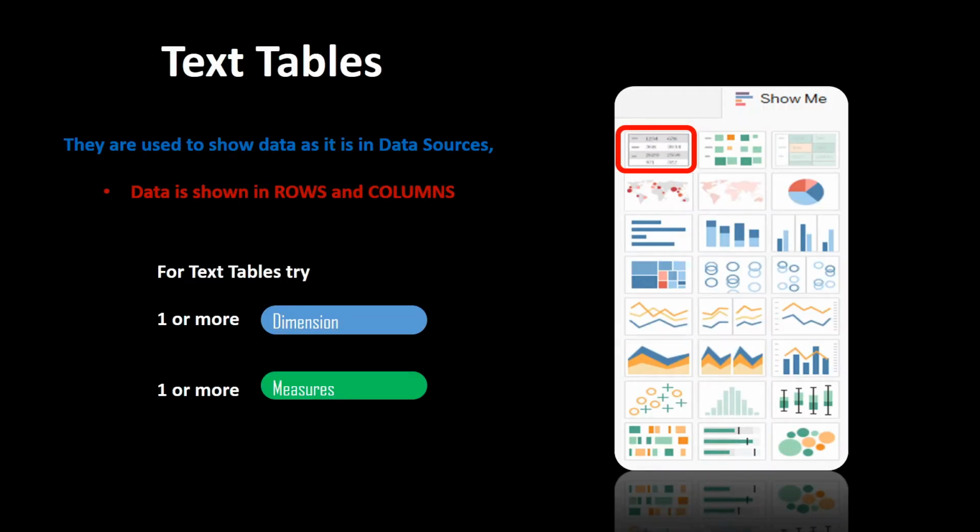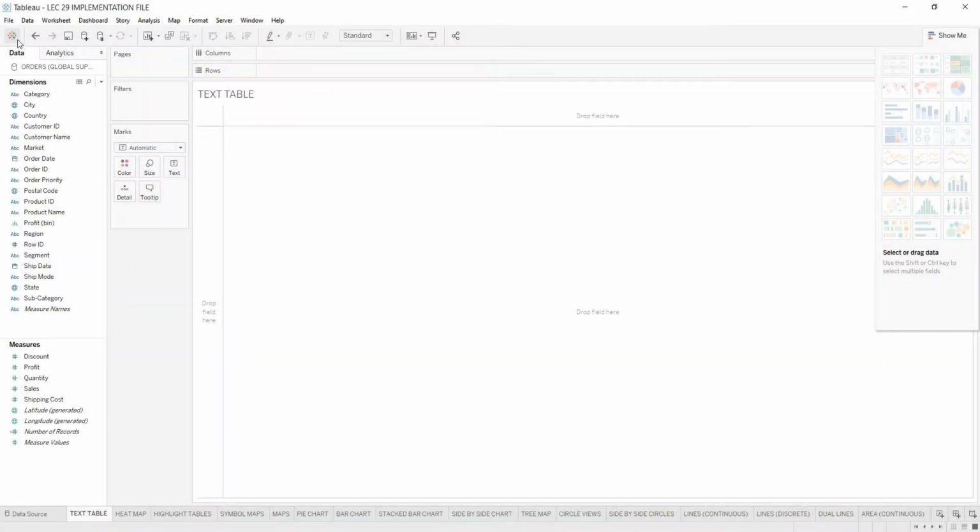The first chart we will be studying is text table. We have been connected with Tableau, and here we would be using the dataset as Global Superstore data. In this video, we will be showing you the implementation of all the types of charts in Tableau one by one. So we are starting with the text table.